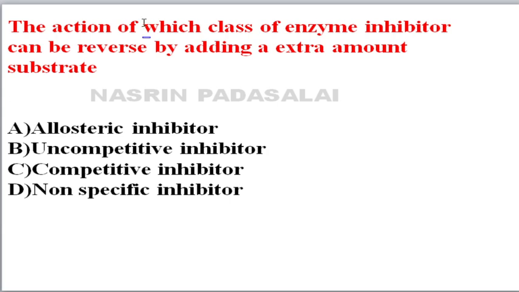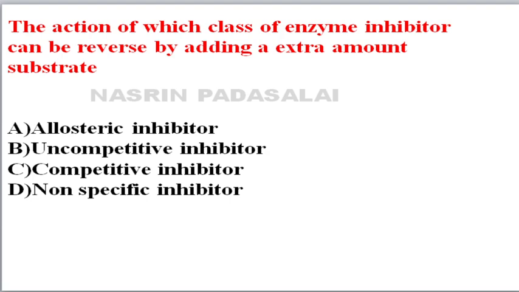Next, the action of which class of enzyme inhibitor can be reversed by adding extra amount of substrate? The correct option is competitive inhibitor. So a competitive inhibitor normally binds to the active site in place of the substrate. Okay, so competitive inhibition can be overcome by adding enough amount of substrate.